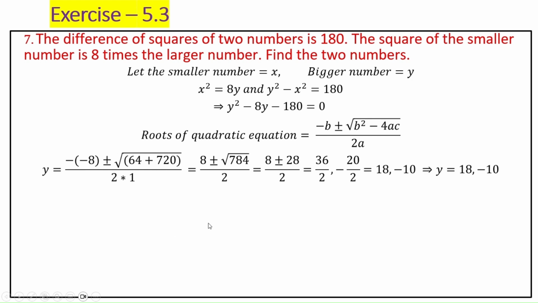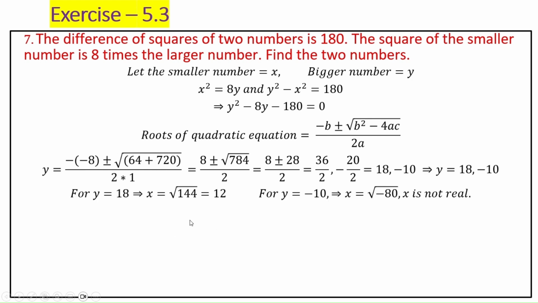These are the two roots we got, but length cannot be negative. Hence we have to take only the positive value, that is y equal to 18. For y equal to 18, x is 12. We cannot take the negative value, so that's not real. So the smaller number is 12 and the bigger number is 18.